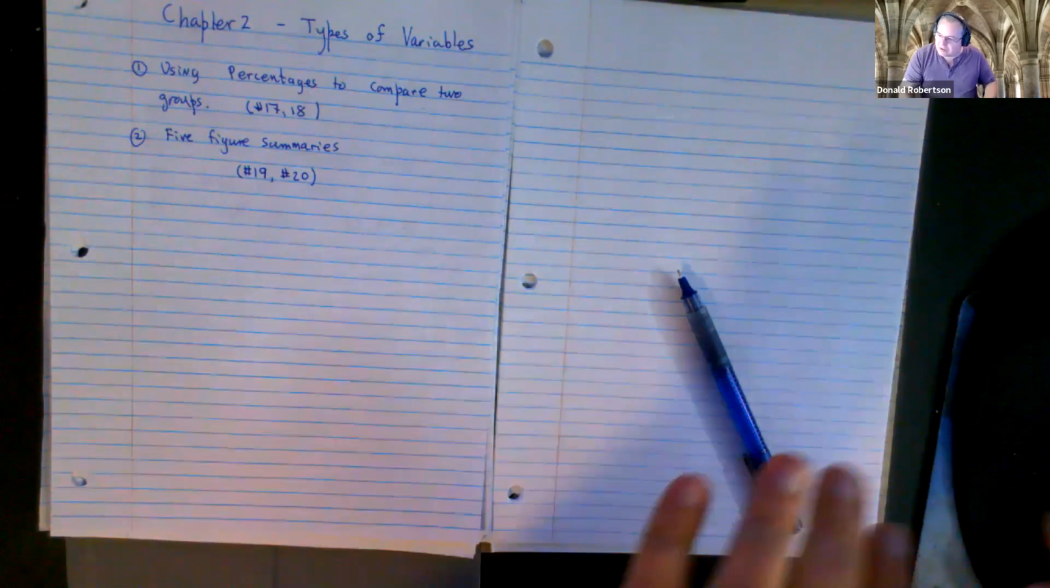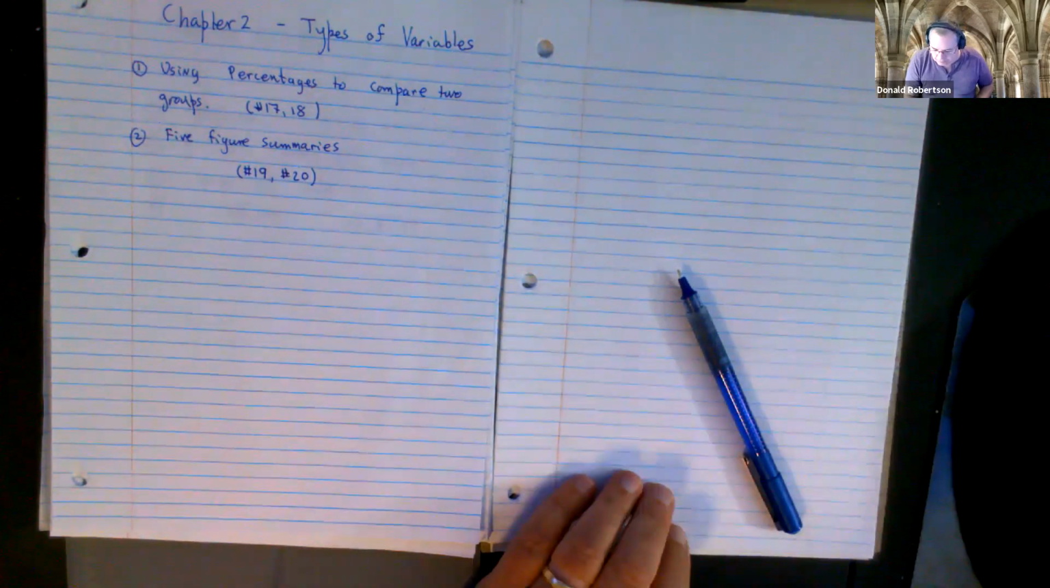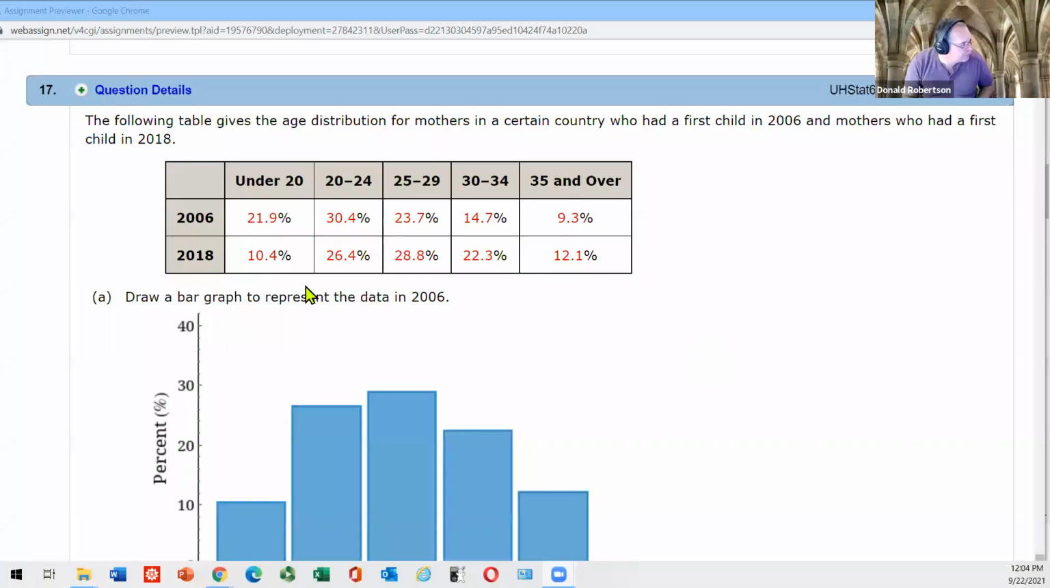It's a way of leveling the playing field, so that when you're looking at two distinct groups, and it's the same information that you're comparing, you can do it in a much fairer way. So let's have a look at question 17. This is my version of 17. As you know, we all get slightly different versions. This table is the age distribution for mothers in a certain country, and it's the age they were when they had their first child. The two snapshots are 2006 and 2018.